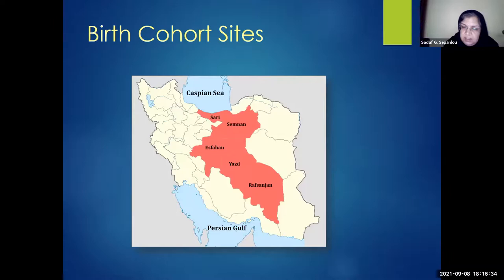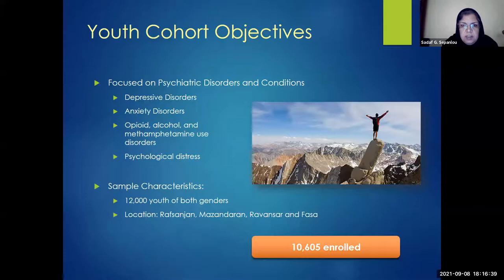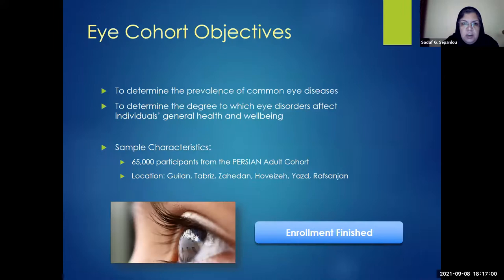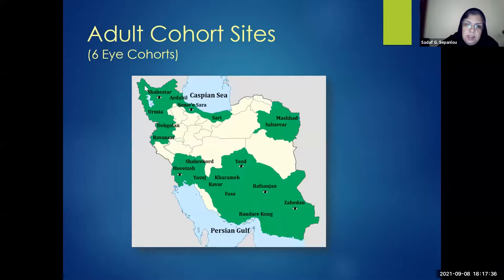The youth cohort was focused on psychiatric disorders and conditions, including depressive disorders, anxiety disorders, opioid, alcohol, and methamphetamine-induced disorders, and psychological distress, and overall, over 10,000 participants of both genders were recruited in 4 provinces. The eye cohort was actually embedded within the adult cohort. 6 sites out of the 19 overall sites of the adult cohort also recruited participants to follow eye disorders, to determine the prevalence of common eye diseases, and to determine the degree to which eye disorders affect individuals' general health and well-being. Over 65,000 participants were recruited in 6 sites embedded within the Persian adult cohort. You see here the sites where eye cohorts are launched.